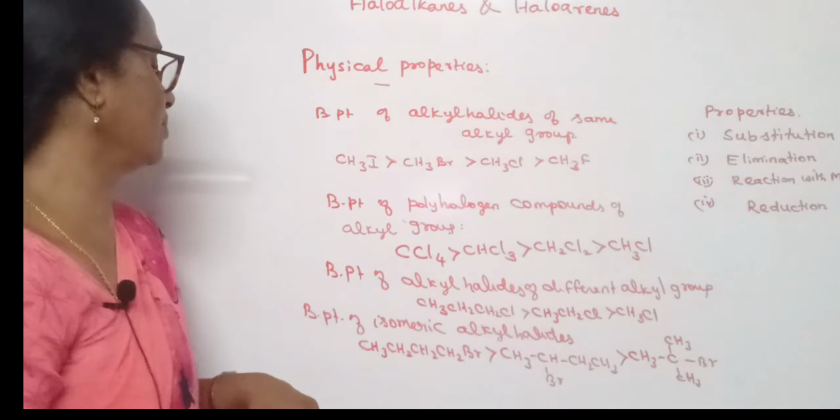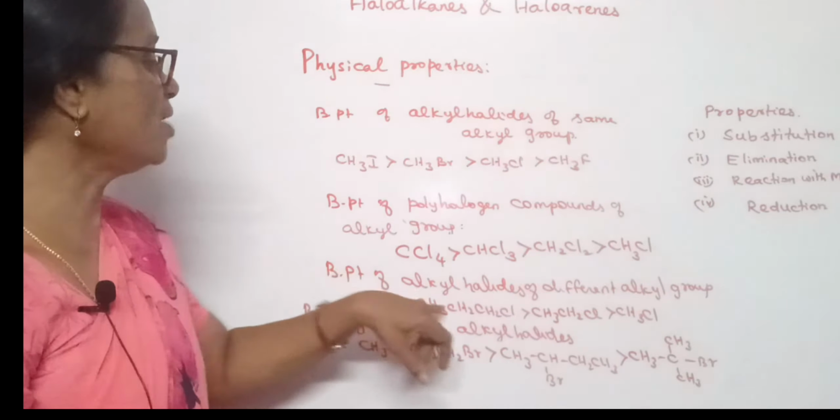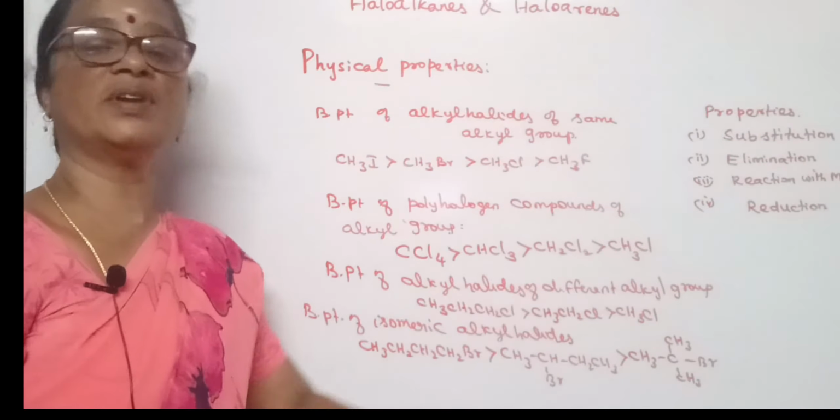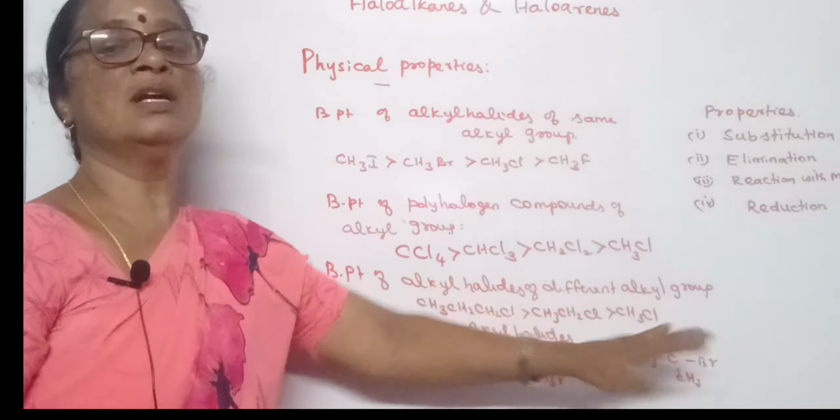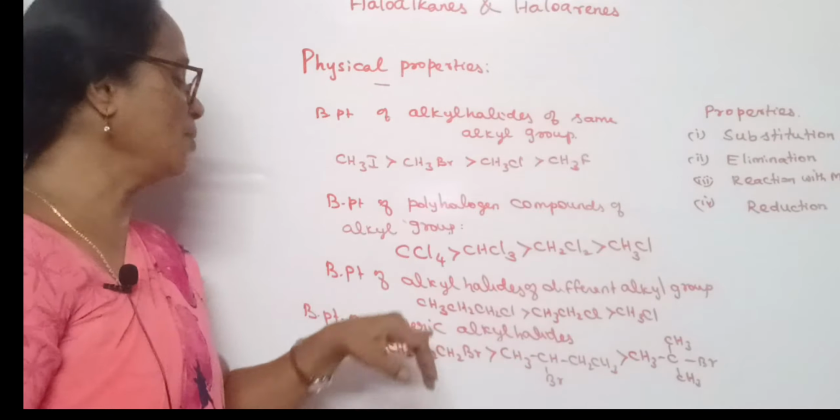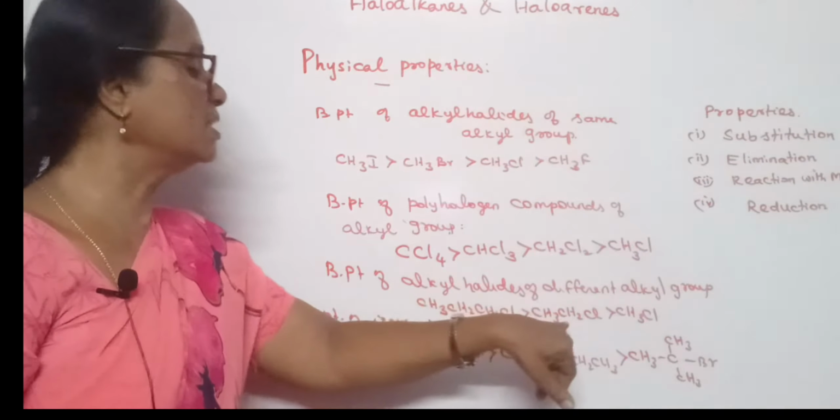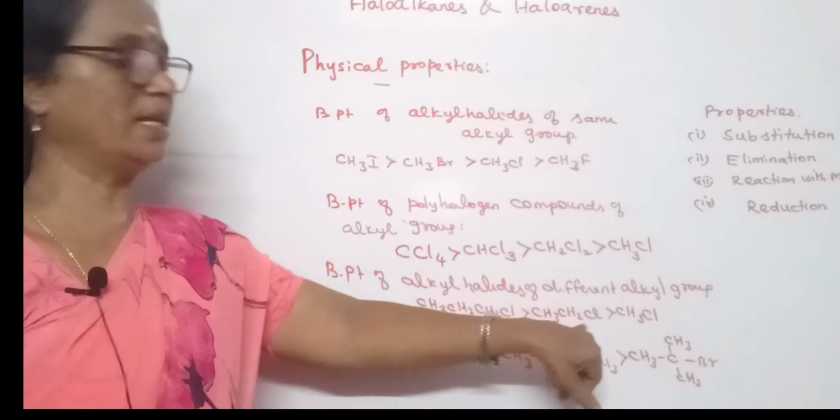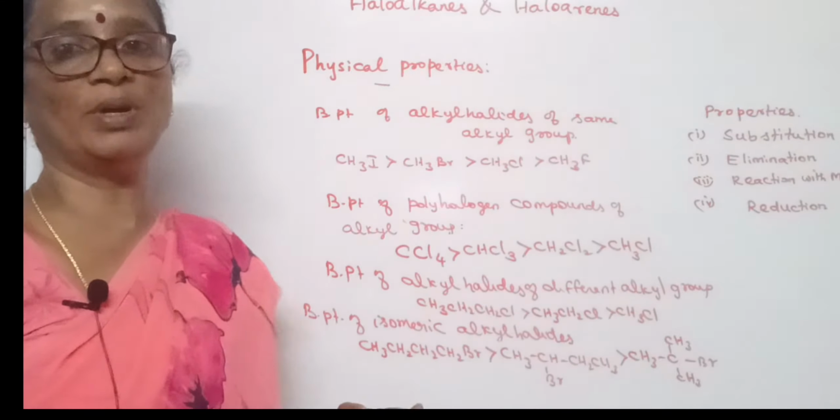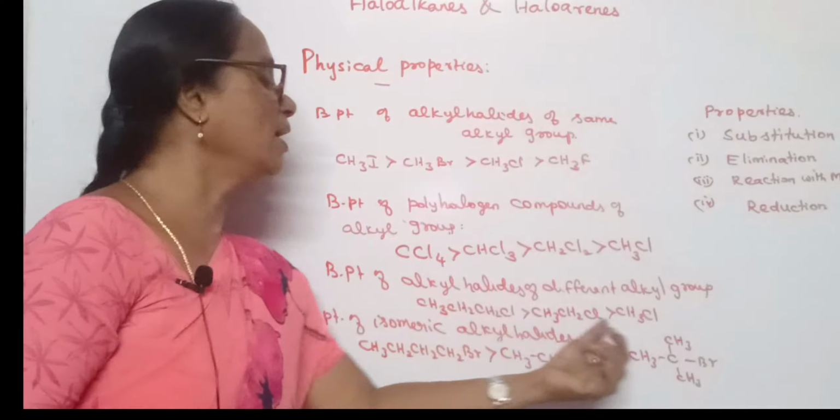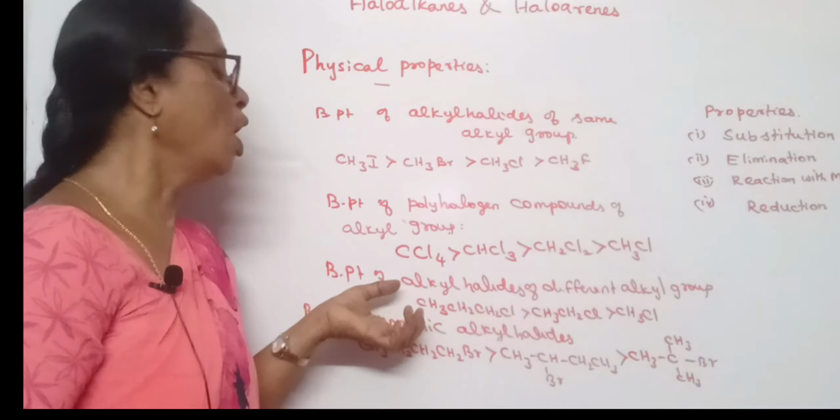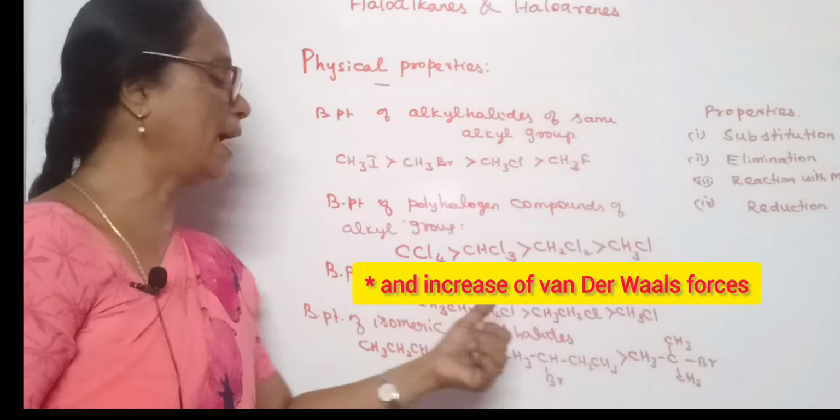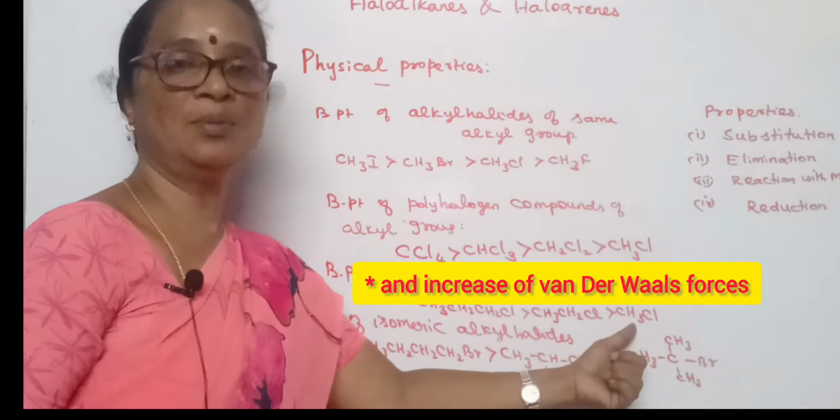Hence, the boiling point of alkyl halides of different alkyl groups. So here we can compare the boiling point of propyl chloride, which is greater than chloroethane, which is greater than chloromethane. Why does the boiling point increase? Once again, propyl has a greater molar mass compared to ethyl or methyl.